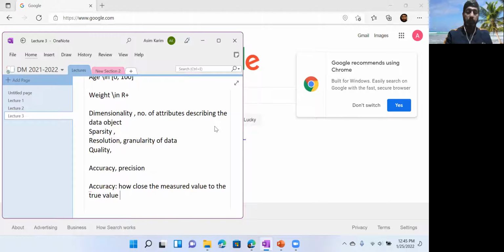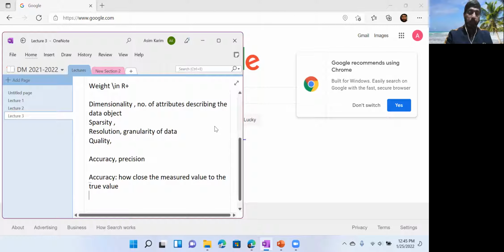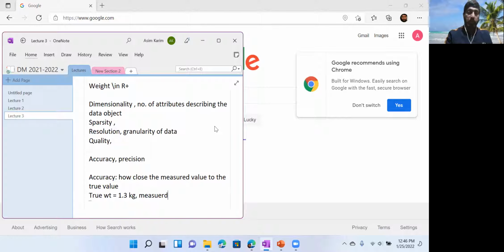Let's say I talk about an item like a laptop, and you weigh it on a scale. Let's say its true weight is 1.3 kg, but you use a scale and measure it. The measured value, let's say, is 1.5 or let's say 4.